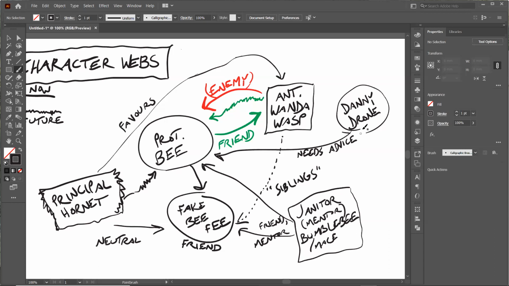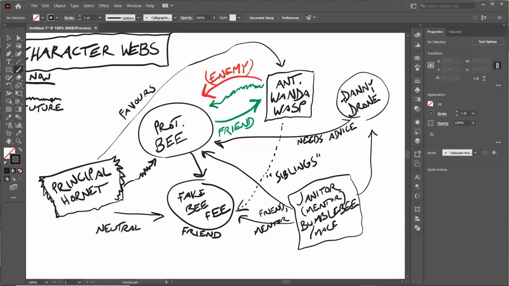Or maybe Danny is in love with Fee or with Wanda, and so on. Or maybe the Bumblebee could also give advice to Danny about what he should do with his love life. Because if he's faking to be a female, but he's actually attracted to females, then there might be a problem. Okay, so that was one thing.